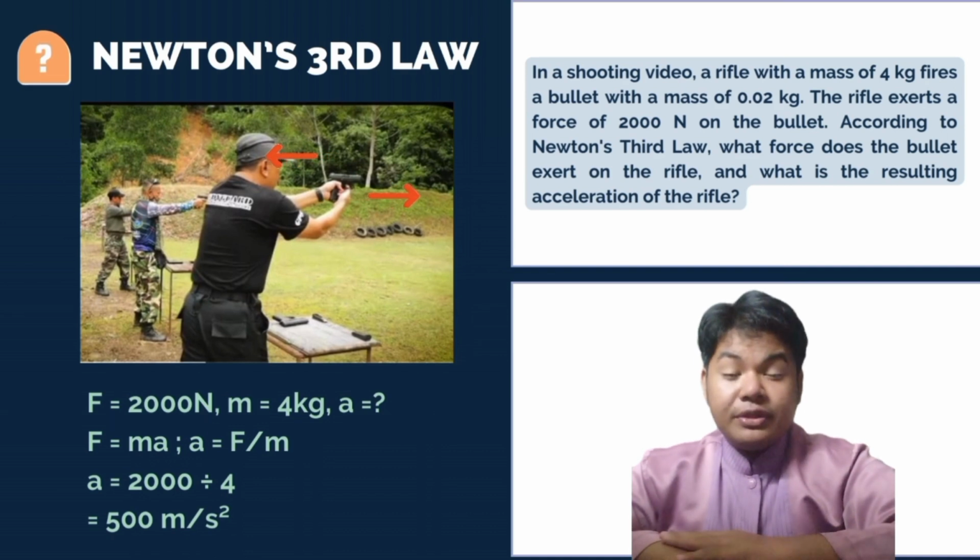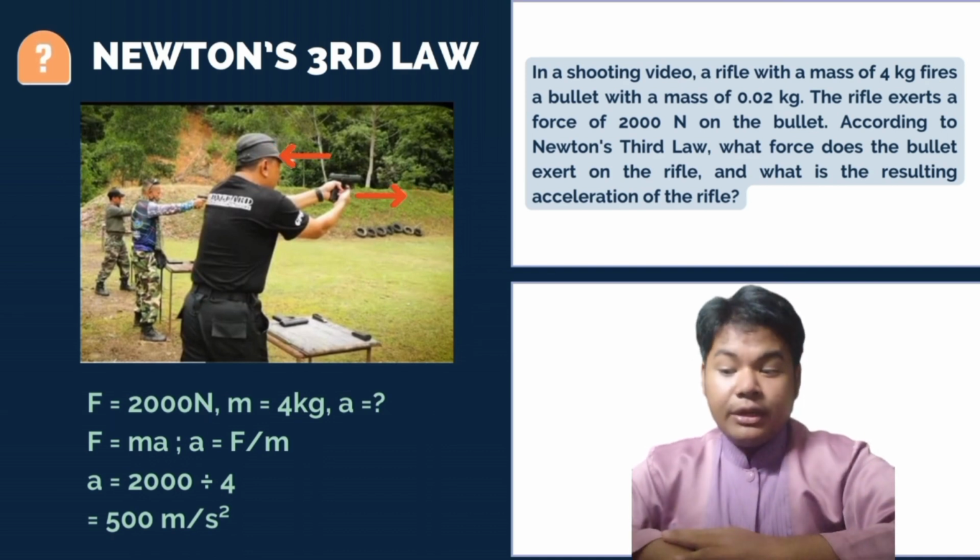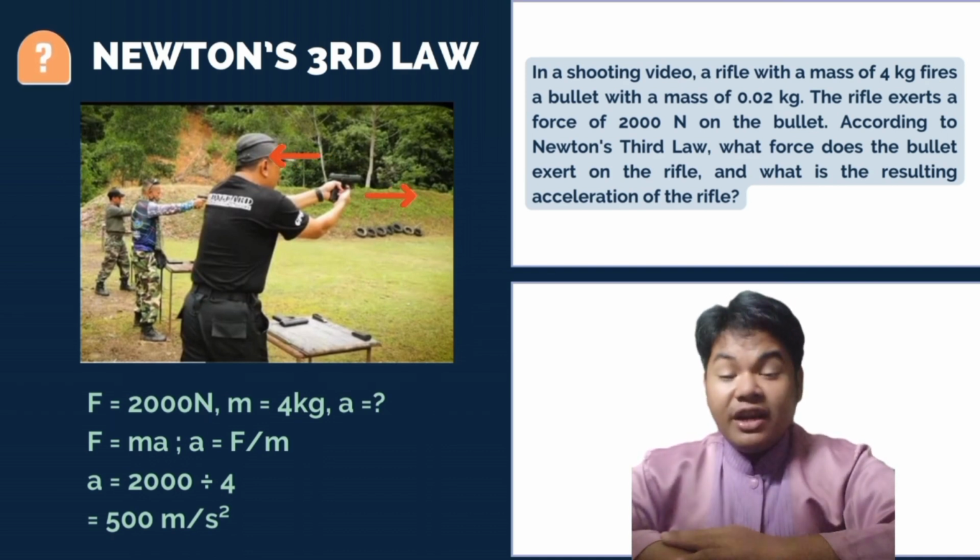I have provided a sample question for this shooting video. In a shooting video, a rifle with a mass of 4 kg fires a bullet with a mass of 0.02 kg. The rifle exerts a force of 2000 Newtons on the bullet. According to Newton's third law, what force does the bullet exert on the rifle, and what is the resulting acceleration of the rifle?